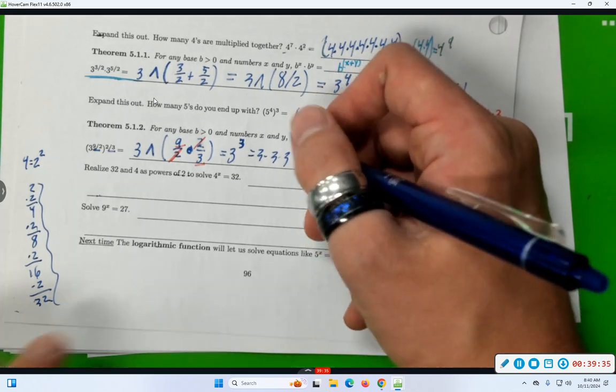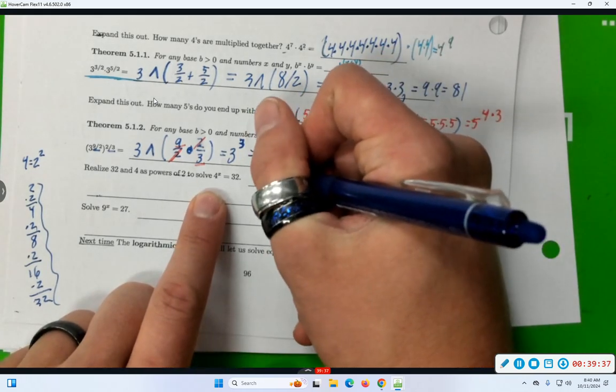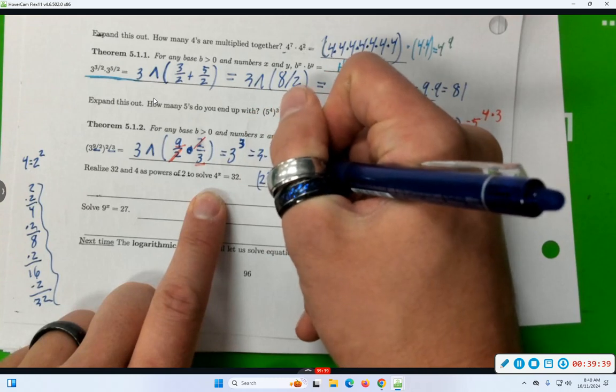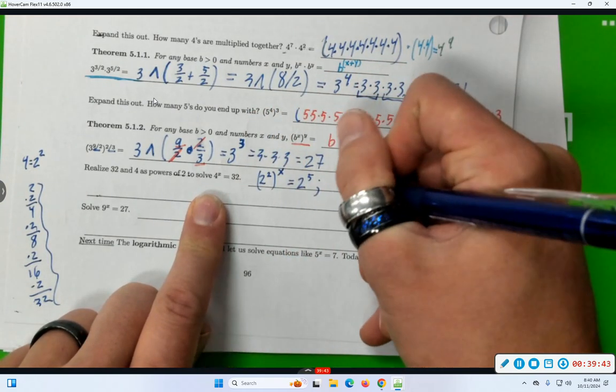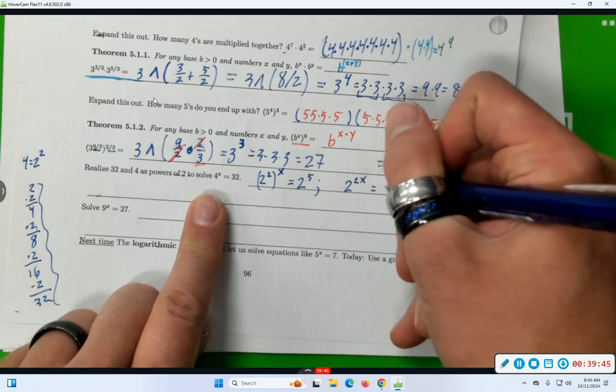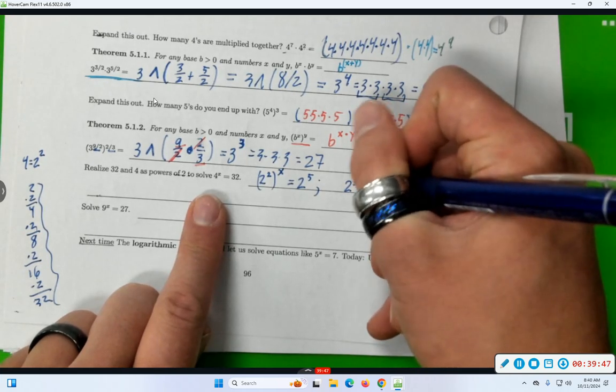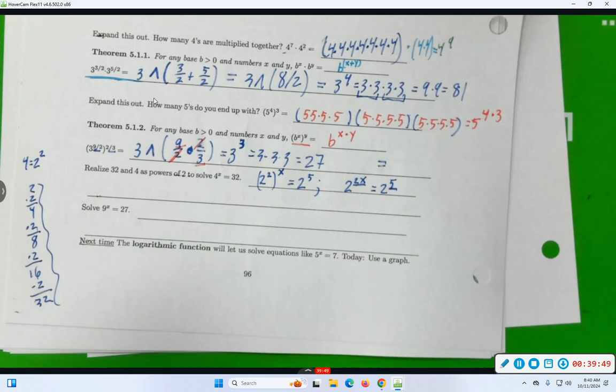Anyway, let's use this. So, 2 to the 2 to the x is the same thing as 2 to the 5th. Or 2 to the 2x equals 2 to the 5th. So between that 2x and the 5, I see 2 different numbers you can put in the exponent of 2, and it gives the same output.